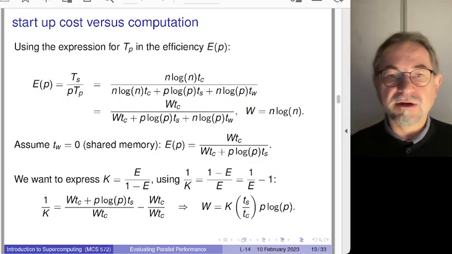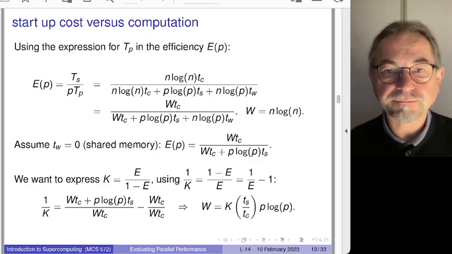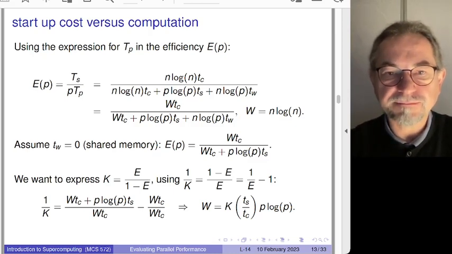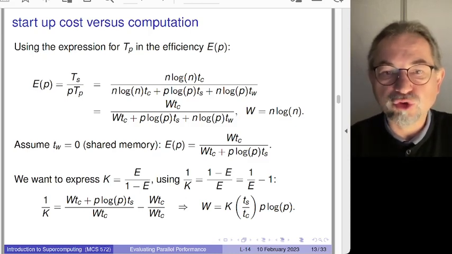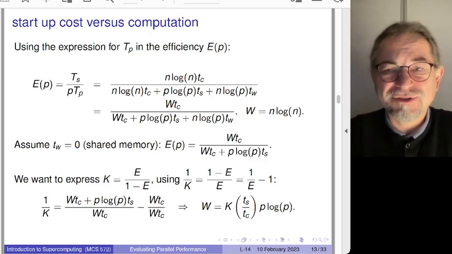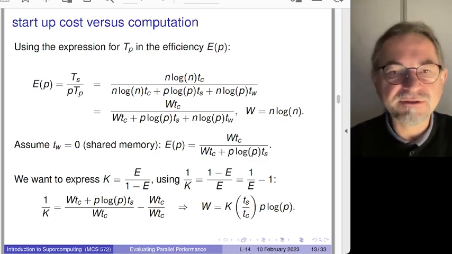Okay, now efficiency, we work out the formulas. So we have one complicated formula there for the efficiency. Let's simplify this a little bit. Assume that we are working with shared memory and there is no transfer time. We still have a startup cost. You could say it's also the synchronization cost or the launching of the threads, probably more accurate.